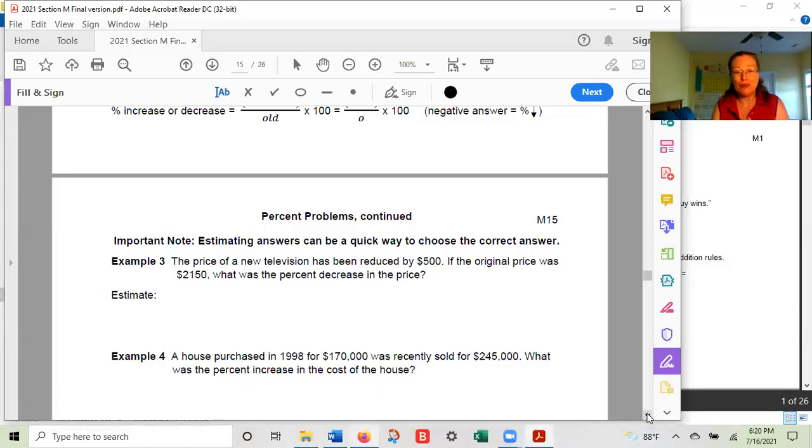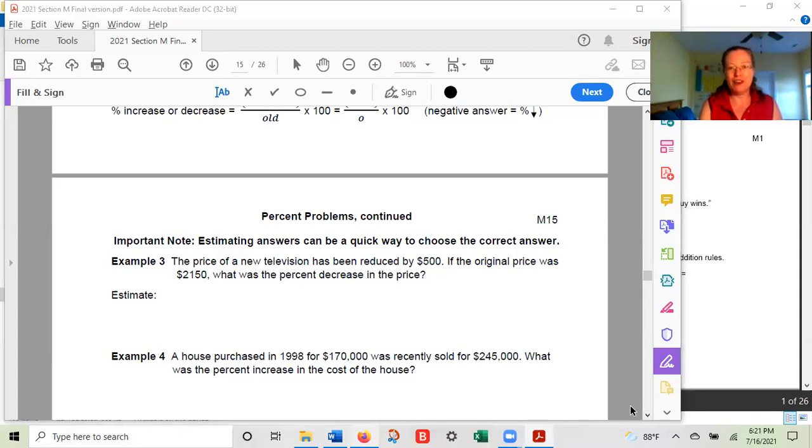Let's look at example 3. The price of a new television has been reduced by $500. If the original price was $2,150, what was the percent decrease in the price? I'm going to switch over to my doc cam, and I find it easier to write this stuff out over there. So let's take a look at this problem written out.